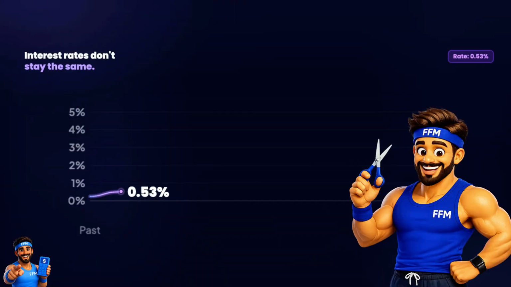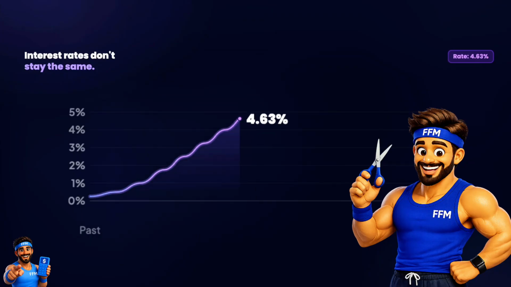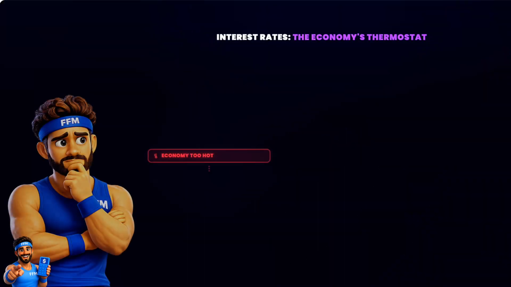Okay, so why do interest rates move up and down? What's the actual logic? Because it can look from the outside like a bunch of very serious people in suits, periodically making numbers bigger or smaller for no clear reason. There's actually a clear logic to it.